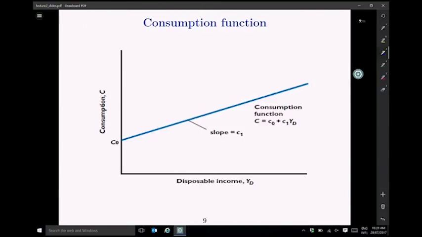This is a plot of the consumption function in the space of disposable income and consumption. You see this is linear, right? With the intercept, this autonomous consumption, C0. That is, when disposable income is 0, the intercept is C0, and the slope is given by C1, the marginal propensity to consume. It's less than 1, between 0 and 1.